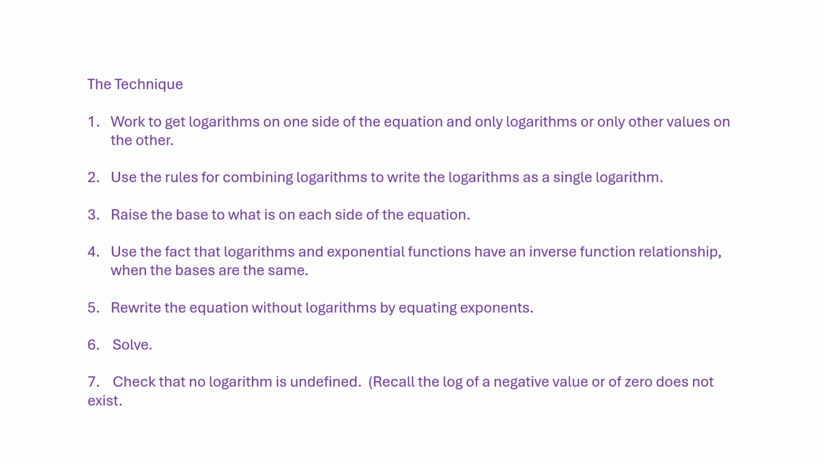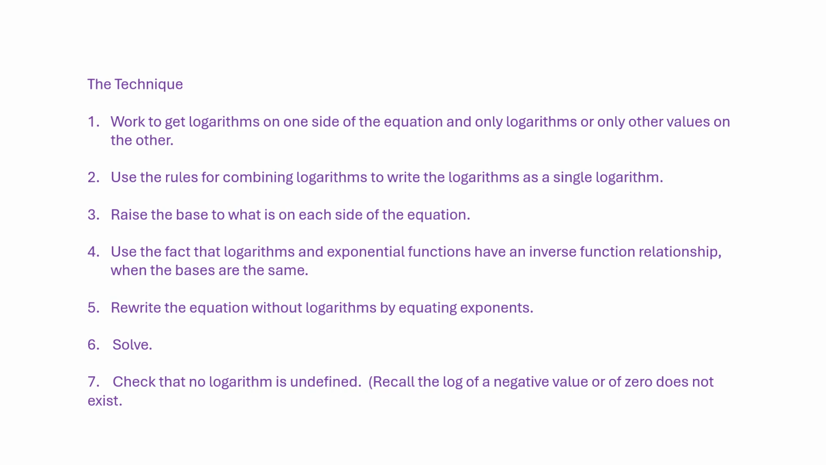Use the rules for combining logarithms to write the logarithms as a single logarithm. Raise the base to what is on each side of the equation, using that first little rule, b to the x equals b to the n if and only if x equals n. Then use the fact that logarithms and exponential functions have an inverse function relationship when the bases are the same. And then we will rewrite the equation without logarithms by equating the exponents and solve for x.